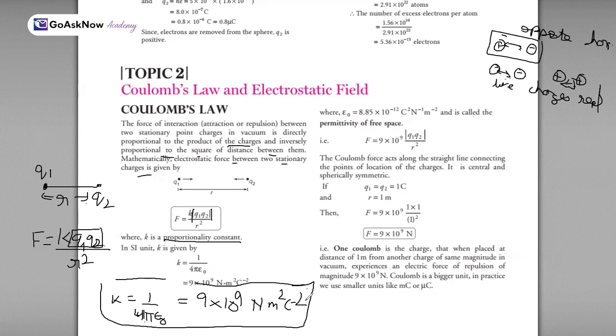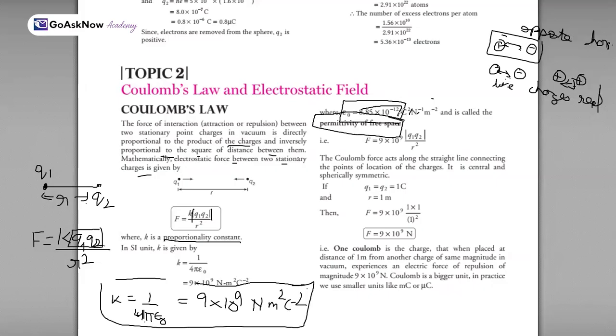Here epsilon naught is called the permittivity of free space. Remember this also. It is a property of the medium, and its value is 8.85 into 10 to the power minus 12 Coulomb square Newton per meter square. It is not very important to remember this value, but you should know it.